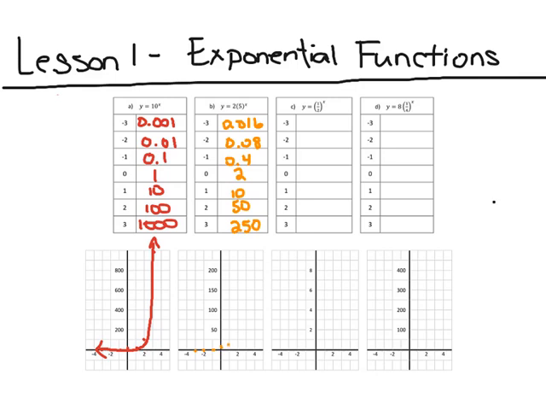At 1, it's going to go through 10. At 2, it's going to go through 50. And at 3, it's going to go through 250. So this is what your graph looks like. Once again, it starts off really small and gets really big. We call these both increasing functions.